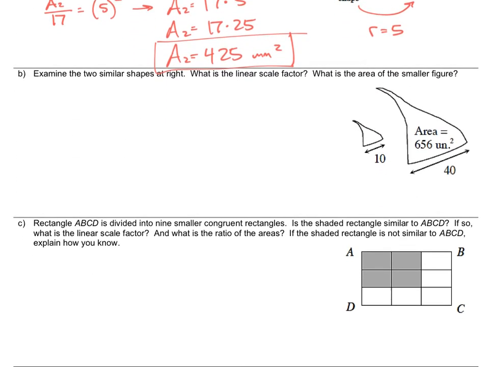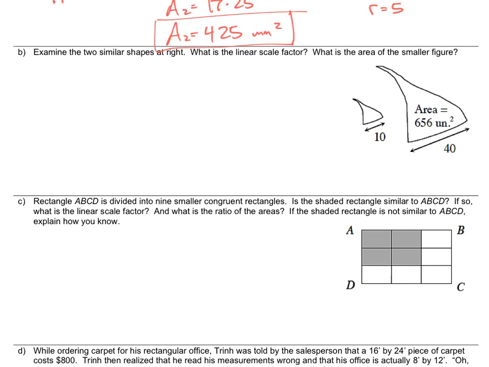Let's go down to part B. Examine the two similar shapes at right. What is the linear scale factor? What is the area of the smaller figure? Well, for the linear scale factor, we have to look at how the dimensions change from here to here. That's a scale factor of 4: 10 times 4 is 40. That's how we get from the little shape on the left to the big shape on the right. Let's call this A1 and this A2. So what is the area of the smaller figure? That means we are asked to find the area that we've labeled as A sub 1.